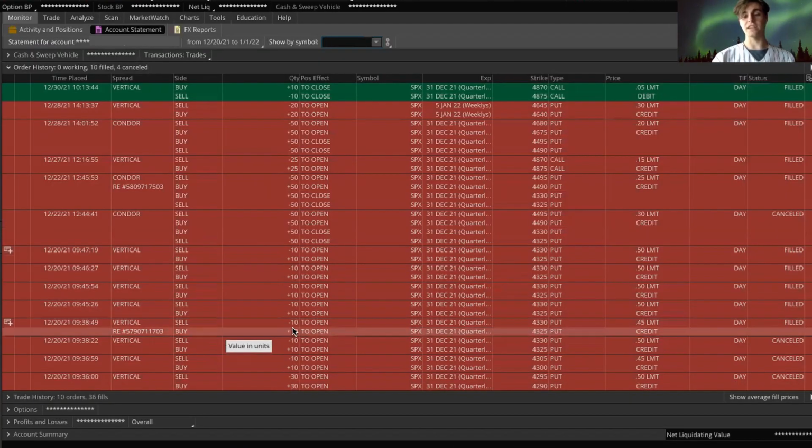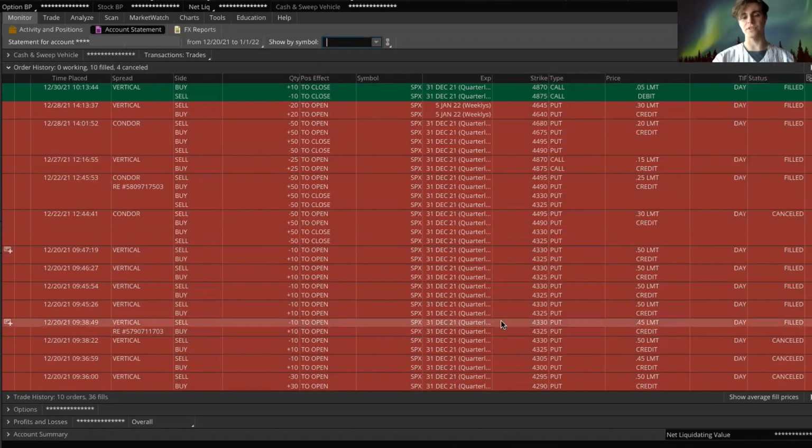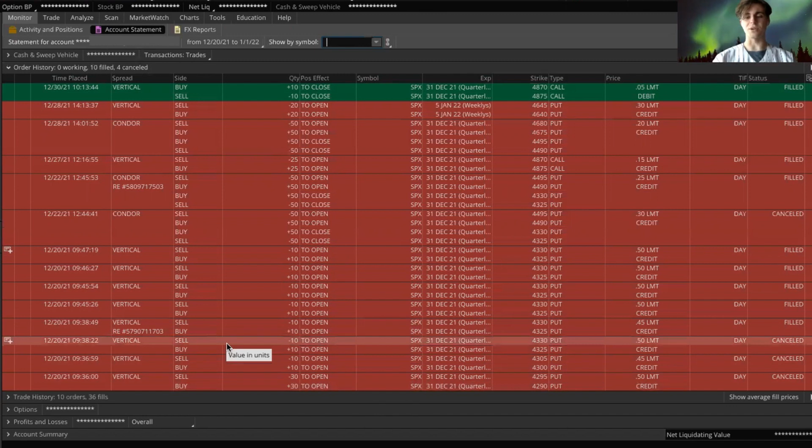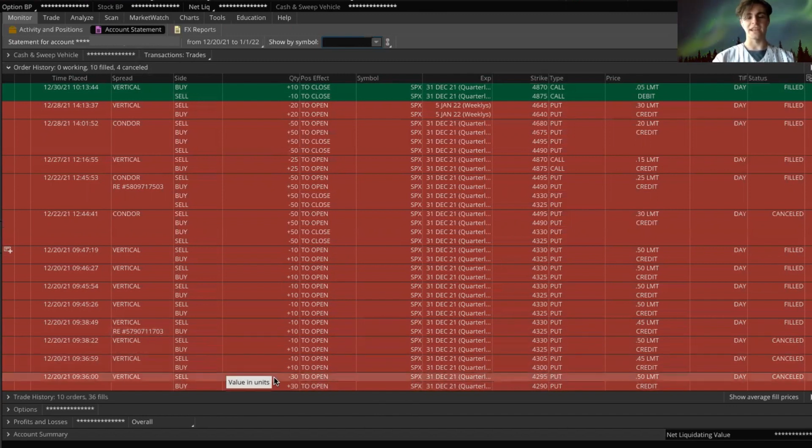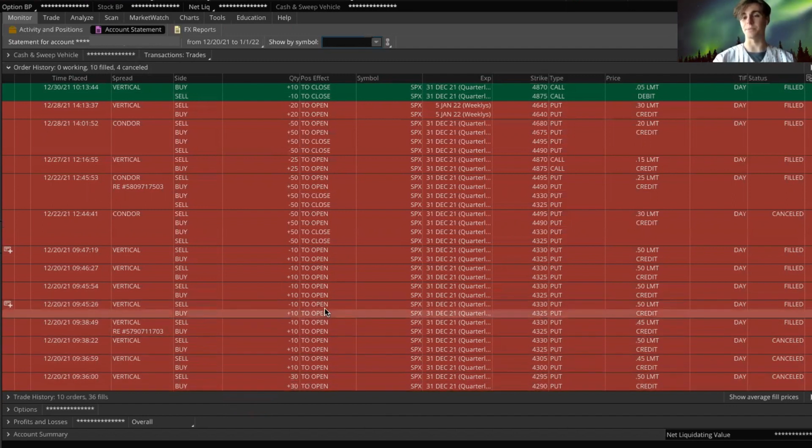As you guys can see here, I started placing some orders around 43.30. I canceled some earlier because the market was just being a little weird. And I knew that trying to fill 30 contracts at a time would be more difficult than just doing 10 at a time.